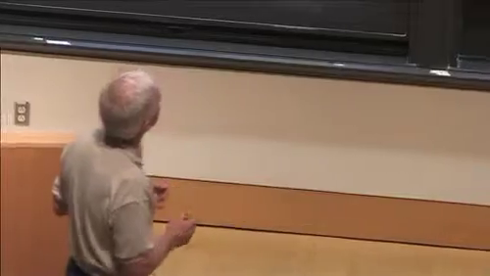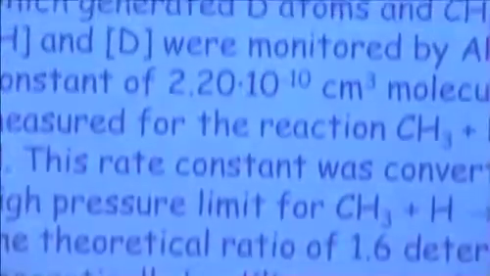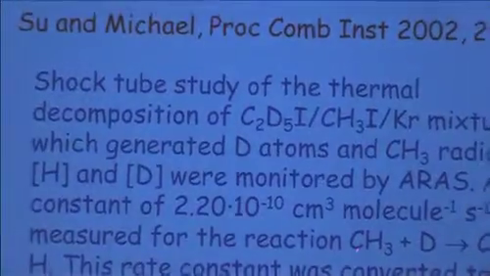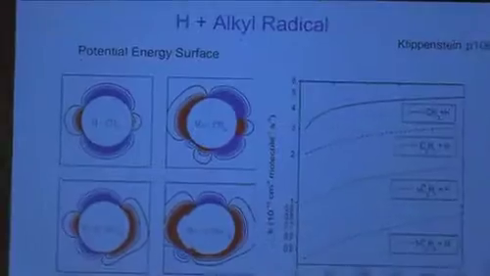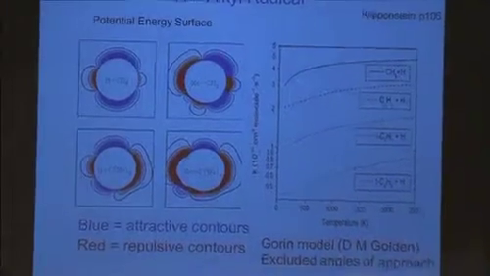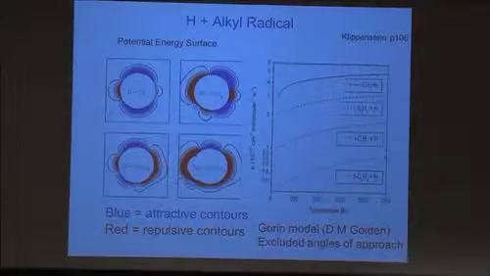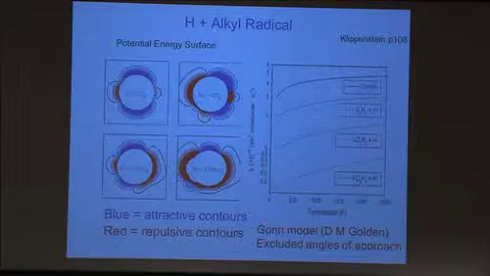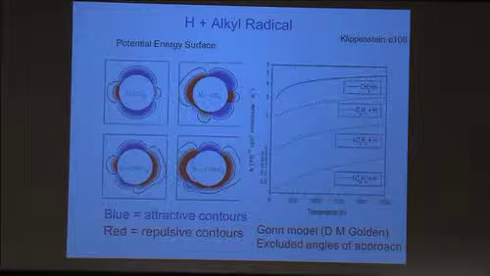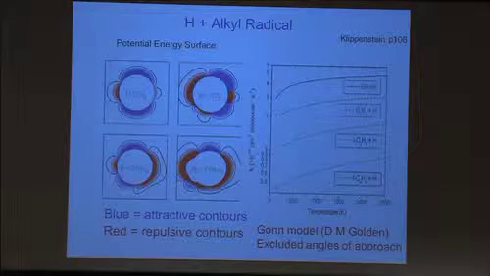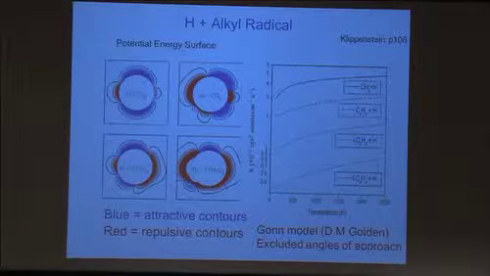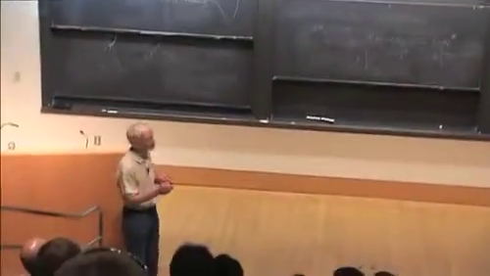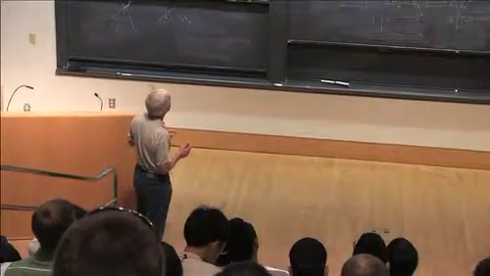So these are the experiments that were done by Sue and Michael, so it describes the methodology. Again, they used this CH3 plus D experiment. And these are calculations on H plus alkyl radicals. And these are quite interesting because they show you the constraints that occur as you go to larger and larger radicals. So we've looked at H plus CH3, and the rate coefficient is pretty big. It's of the order of 10 to the minus 10, slightly more than 10 to the minus 10. So there we are, 3, 4 times 10 to the minus 10 up there.